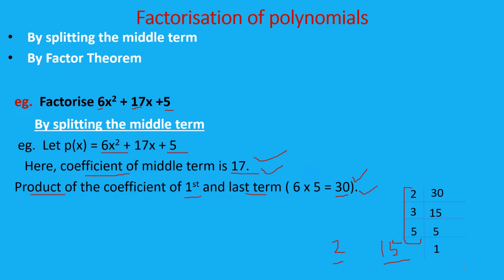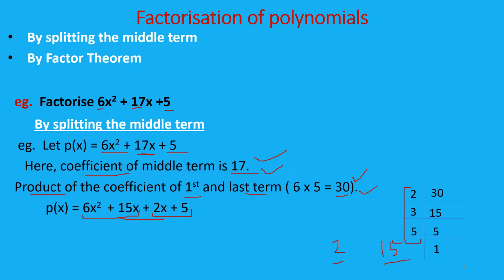Now we have to break the middle term. The middle term is 17x, which we break by using these two numbers. So 17x we can write as 15x plus 2x. Here you can see 15 plus 2 is 17. So in place of 17x we have written 15x plus 2x. Now here we have four terms. So we will take first two terms together and the last two terms together.